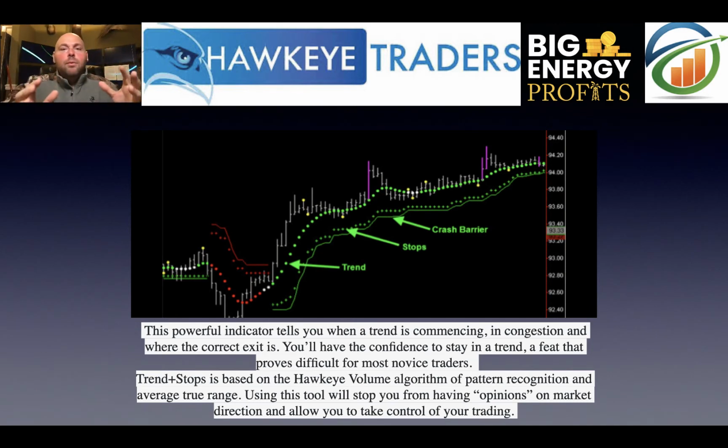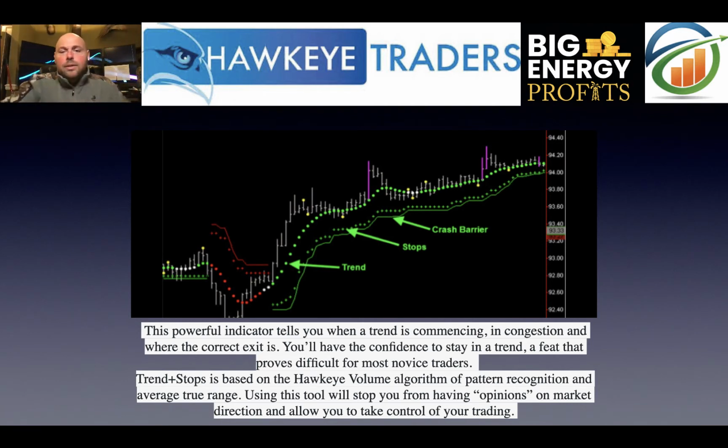And there's a couple different ways to manage it. We can manage it by taking pieces off along the way. We can manage it by trying to let it ride and monitoring it and following it with a crash barrier or stops. And that's what I'm going to talk about today. I'm going to talk about Hawkeye trends and stops.